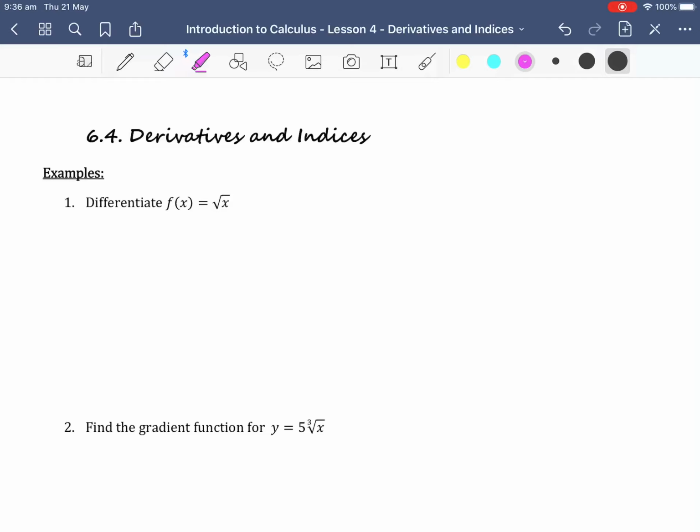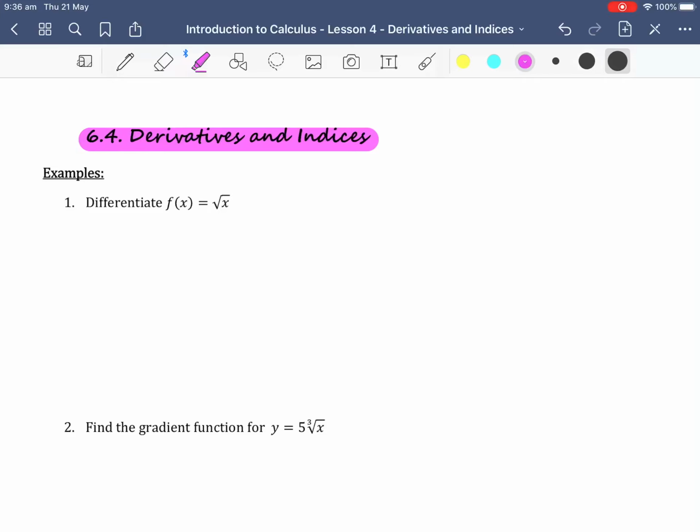Today we are continuing on with the topic of Introduction to Calculus, and we're looking at derivatives and indices. Last lesson we learned how to differentiate using short methods of differentiation. We're going to use these same short methods to differentiate functions that have negative or fractional indices when we convert the function to a power of x first.